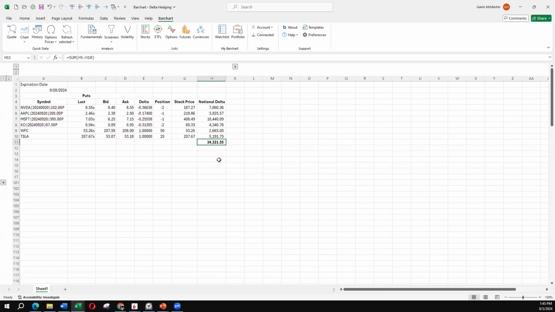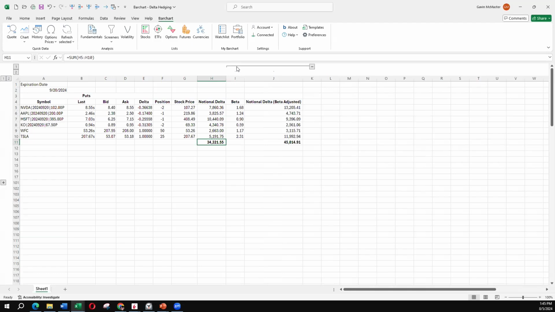Now, we've got some stocks in here like Nvidia with a very high beta, and Coca-Cola with a very low beta. So what you may consider doing is beta weighting this portfolio, which I've done here. We can bring in our beta, Nvidia 1.68, Coca-Cola much lower at 0.59. And now we've got our beta adjusted notional delta.